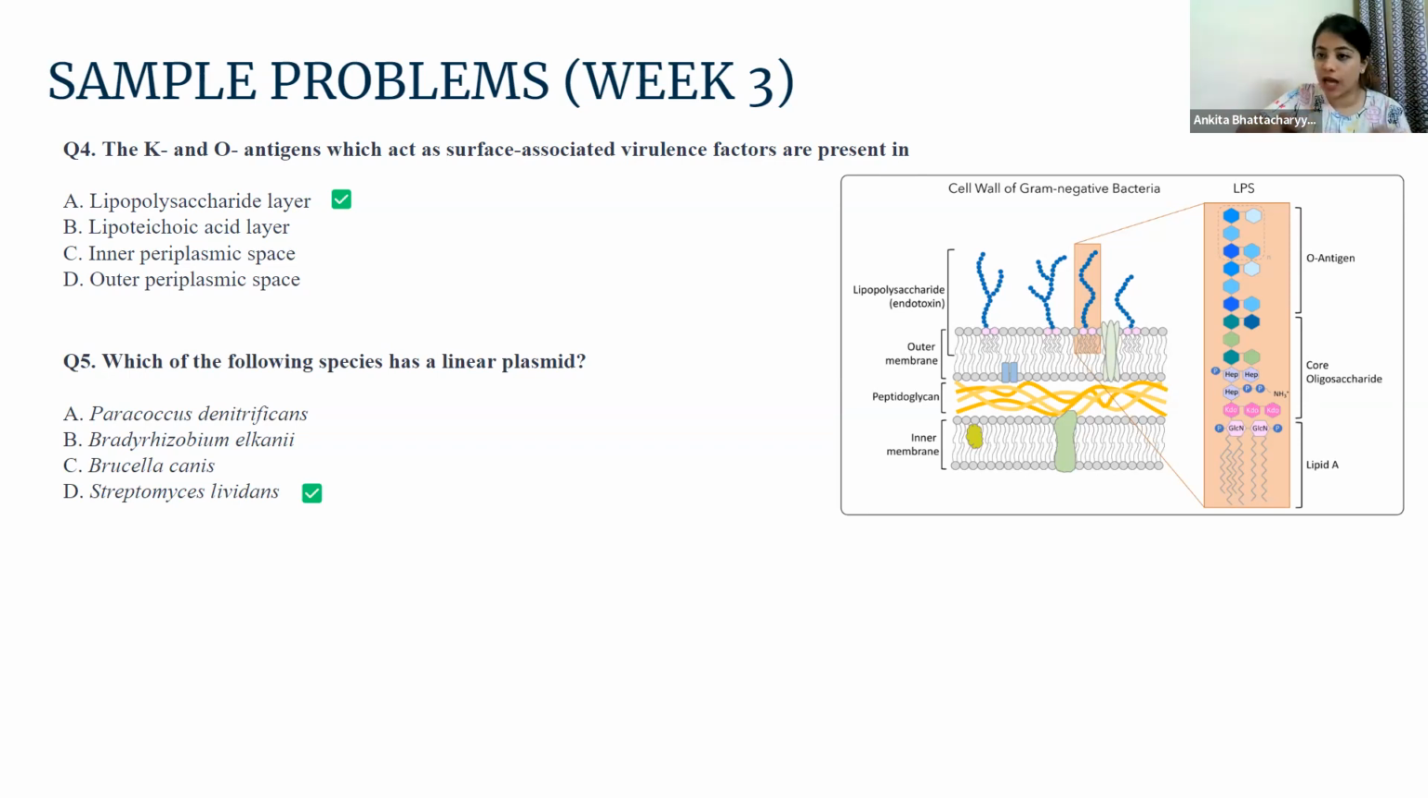You just have to know the answer. There's no way to actually bypass it. It is only a restricted group of bacteria that have this sort of property. So this is something you'll have to memorize, because it's a unique feature. So the answer, as you can see here, is Streptomyces lividans, which has a linear plasmid.